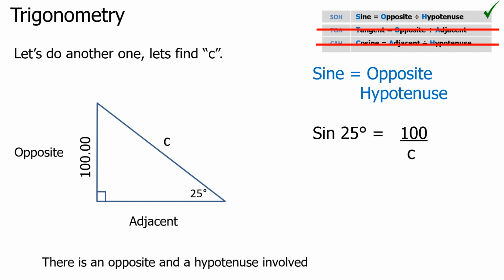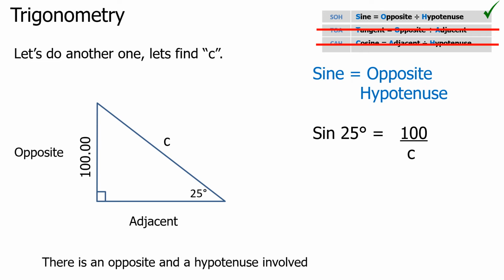Let's do another one. Let's find C. We have the hypotenuse, which is C, and we have the opposite side. So sine equals opposite over hypotenuse. So we're going to be using sine. Let's populate our equation. Sine 25 degrees equals opposite over hypotenuse, which is 100 over C. And C is the length we're looking for.